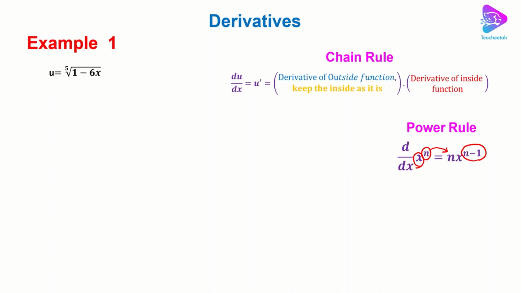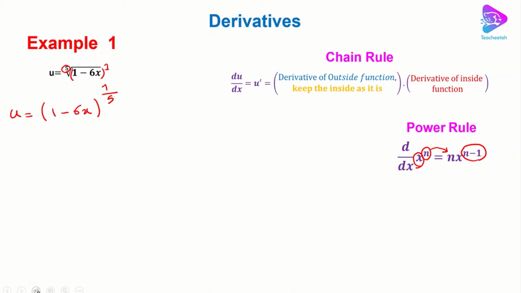We have the fifth root of 1 minus 6x. The best way for solving this problem is to convert it from the root to a fractional exponent. So to do that, we write the function as 1 minus 6x to the power of 1 over 5. Basically 1 is coming from here and 5 is coming from here. So now we have a fractional power, and we have one inside function, as you can see here.